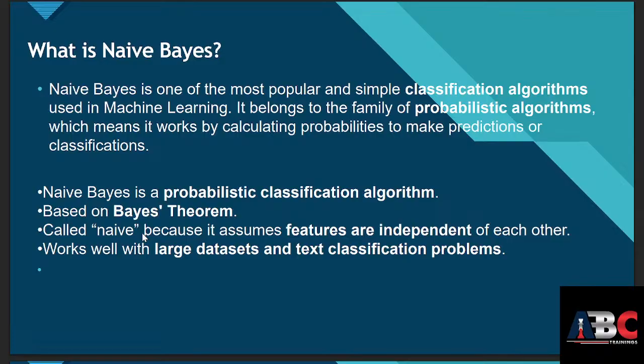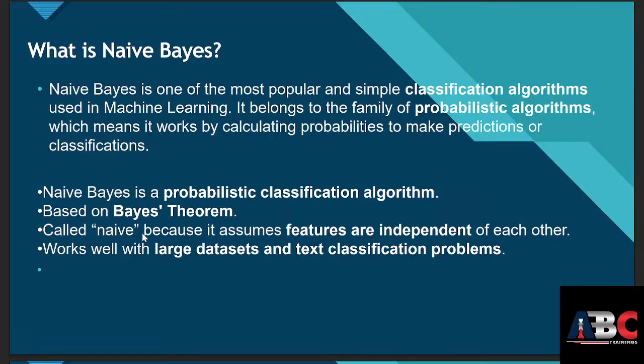Naive Bayes and Bayes theorem. The Naive Bayes algorithm is based on an important concept in probability theory known as Bayes theorem. Bayes theorem describes how we can calculate the probability of an event based on prior knowledge of a condition related to that event. In other words, it helps us update our prediction when new information becomes available.